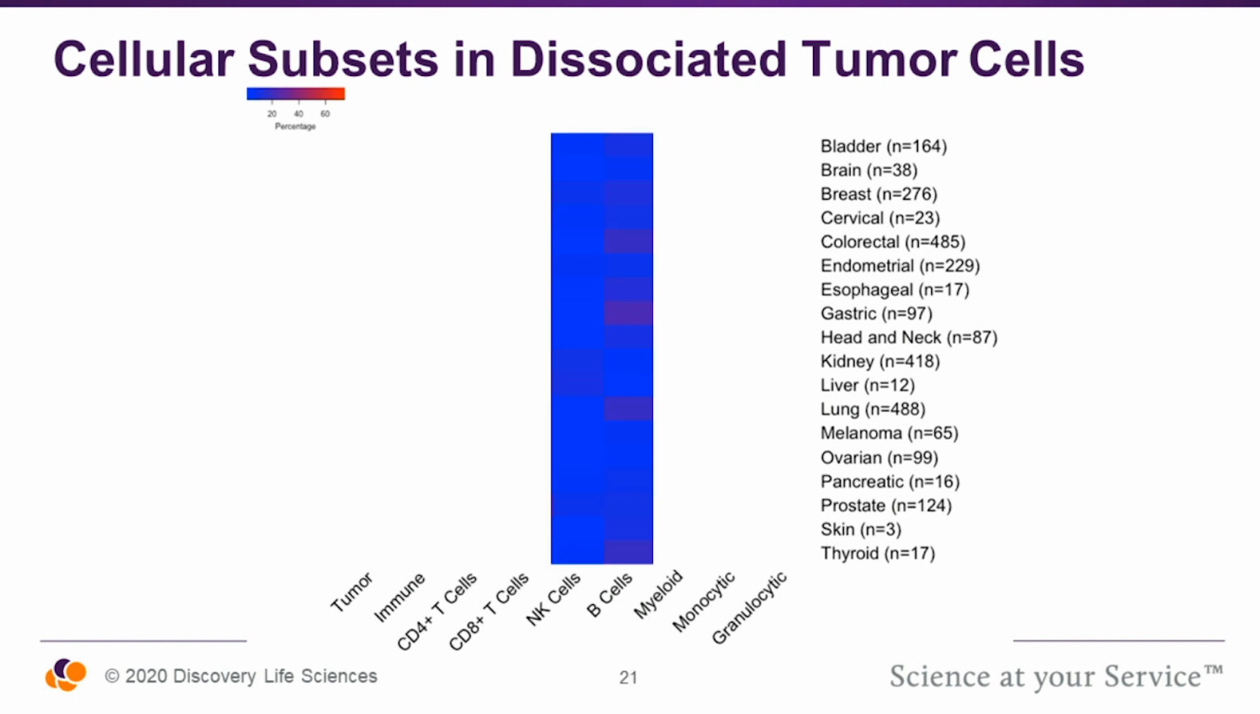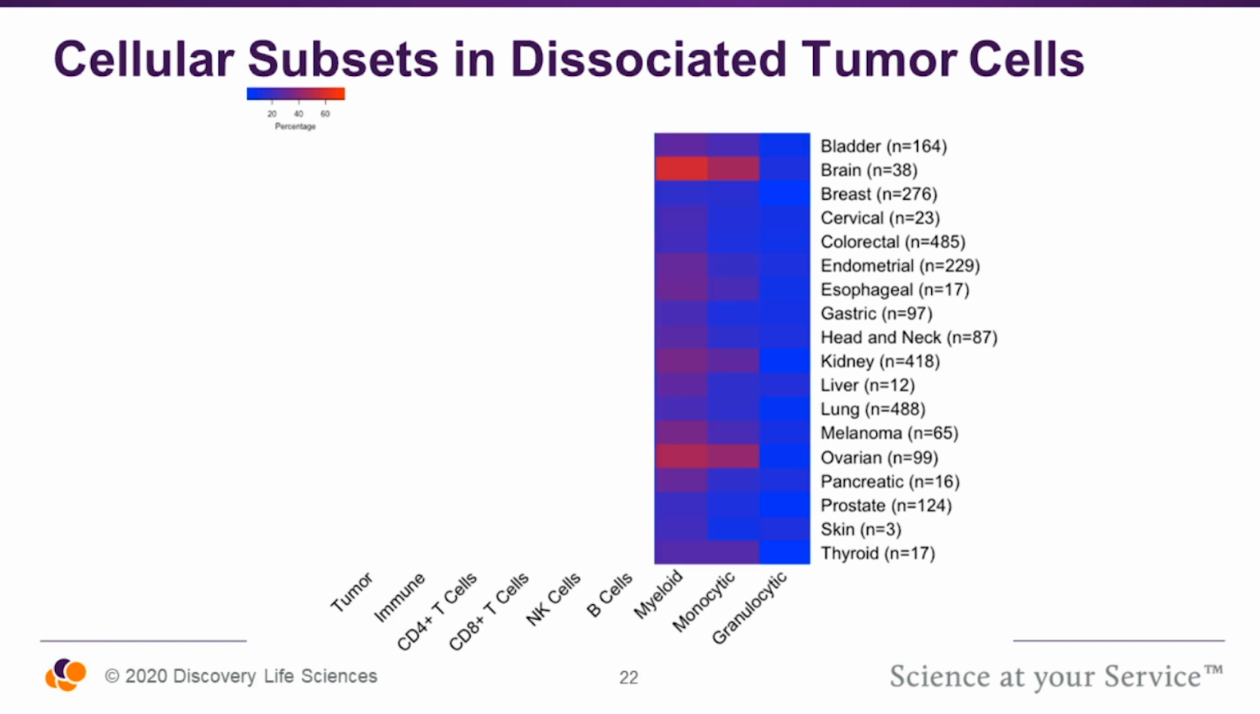As I mentioned previously, NK cells are very, very rare. When we do see them, it primarily is within kidney, ovarian, or liver cancer. B cells tend to be restricted mostly to gastric and colorectal cancer, although there are some unique patients within other indications that have high percentages of NK cells and B cells.